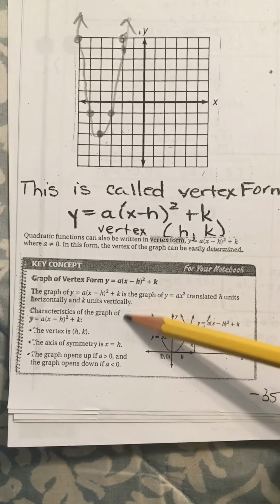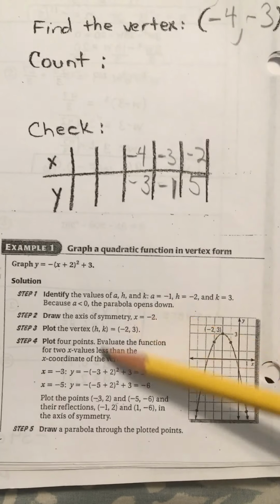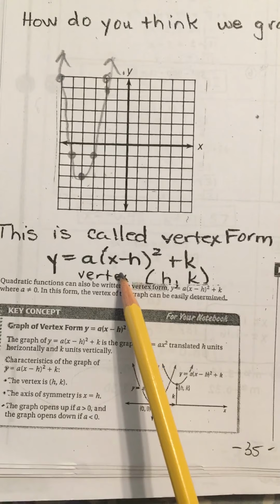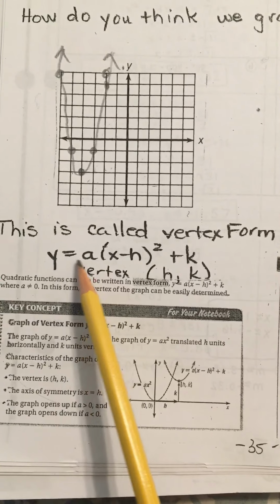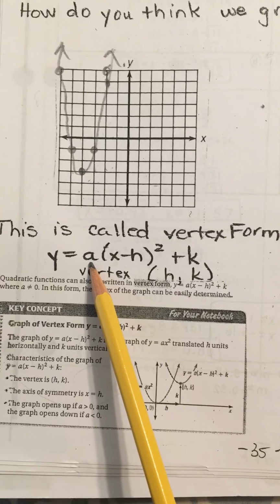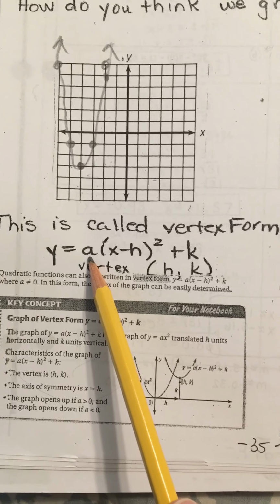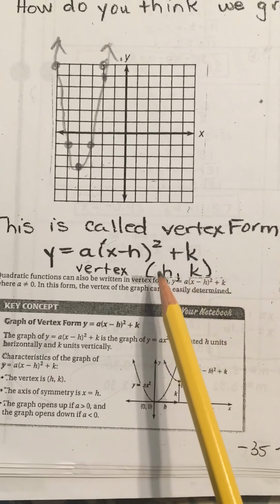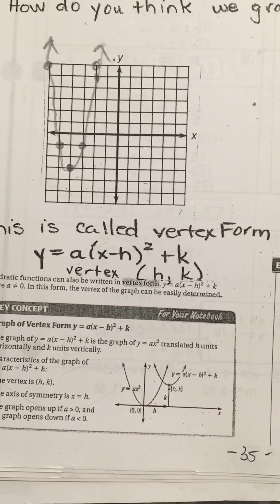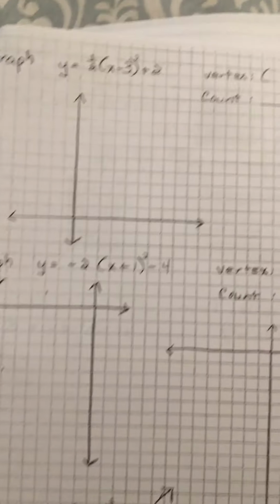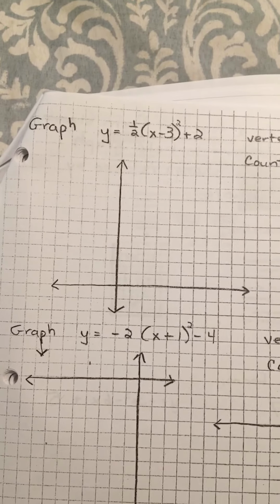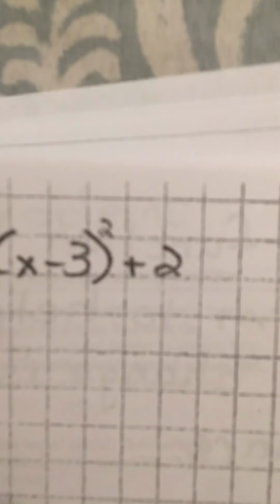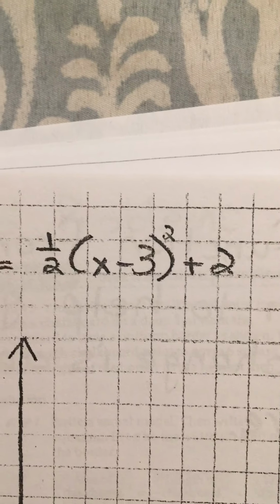Now, you can read this on your own and this on your own. It gives you an example of how to do it. This is called vertex form. Vertex form is y equals a, which tells you how fast to rise or run, parentheses x minus h squared plus k, where h comma k is your vertex. So let's turn to page 36 and we'll try to do another one together, and then I'll have you do 2 on your own.